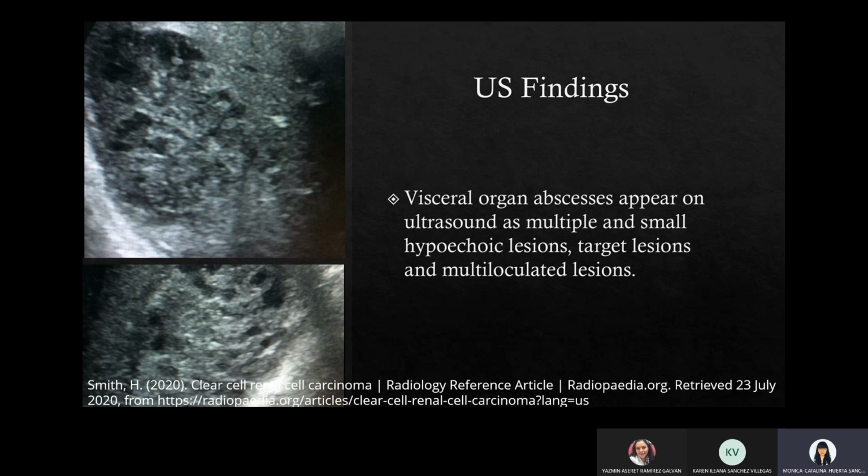On the ultrasound images, we can see that some lesions can be heterogeneous, with a multiloculated appearance that have in their interior some anechoic characteristics, and this can represent a cluster of multiple lesions or a coalescence of multiple small abscesses.